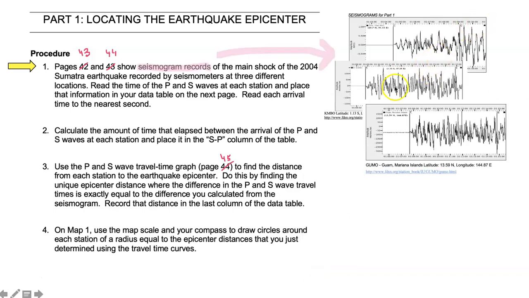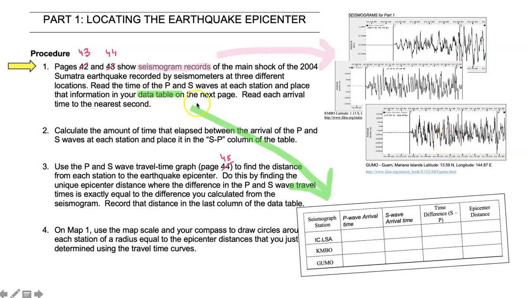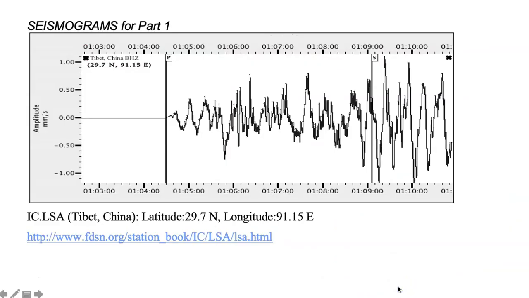These are the three records that we're going to look at, and we'll look at those together in just a second. Then we're going to record the information on this data table. You should be able to see these things in your lab. So let's look at the first one. The first one is from Tibet, China. That's where the station was located that recorded the earthquake, and its nickname is IC.LSA. Just keep that in mind because you'll see that again.